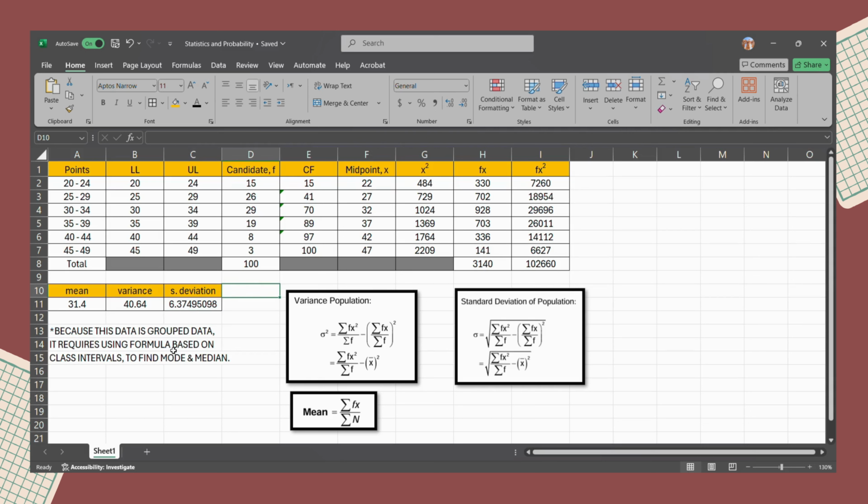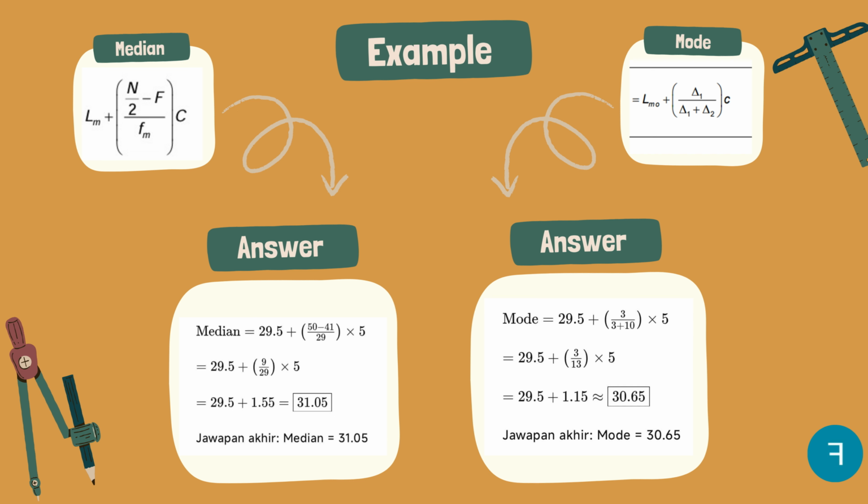Because this data is grouped data, we cannot find the mode and median because it requires using formula based on class interval. So next we will explain how to use the formula to find the mode and median. Okay, this is an example of median and mode formula. The median formula is Lm plus n divided by 2 minus f divided by fm and multiplied by c.